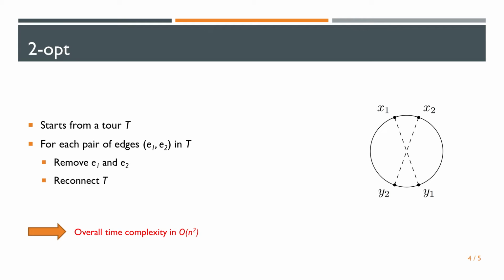So, for instance, if we have the circle as the tour, we have x1, x2 and y1, y2 as edges of the tour. If we swap the edges x1, x2 and y1, y2 with x1, y1 and x2, y2, and that swap leads to a shorter tour, we can decide to apply that swap in order to improve the tour. This algorithm can be generalized to k-opt, that is, a subset of k edges in the tour.